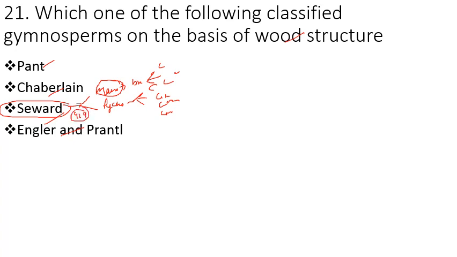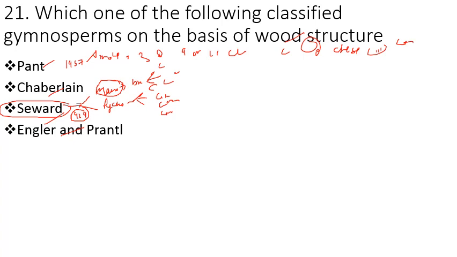The next scientist was Professor D.D. Pant. He gave a classification in 1957 and he modified Arnold's system of classification. He gave 3 divisions, 9 orders and 11 classes. So this was the outline of classification given by Pant and these 3 divisions were Cycadophyta, then the second division commonly known as Chlamydospermophyta, and third was Coniferophyta.